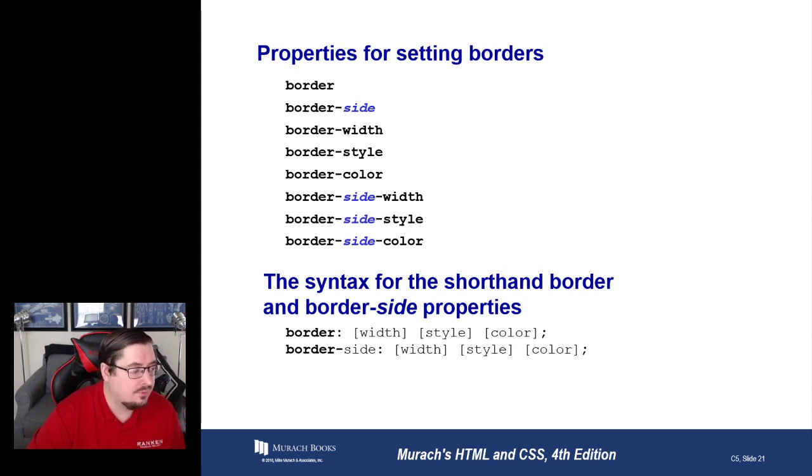Now, the order of those words is important. If I say border width right, it's actually not going to have any effect. It's just going to ignore that because that's invalid CSS. So the side, whether it's right, left, top, or bottom, does have to come as the second word.